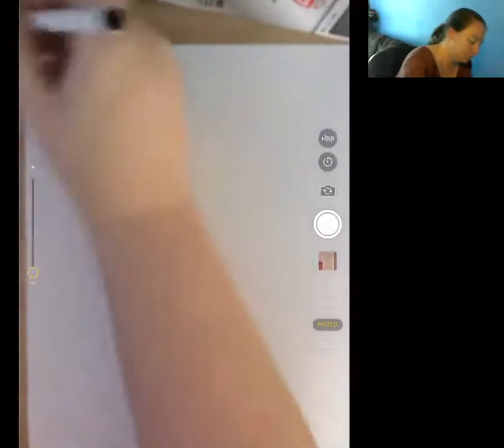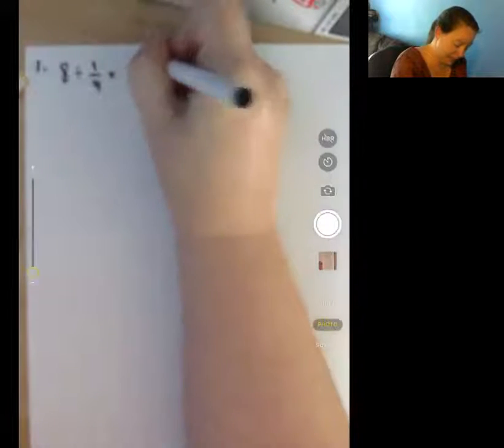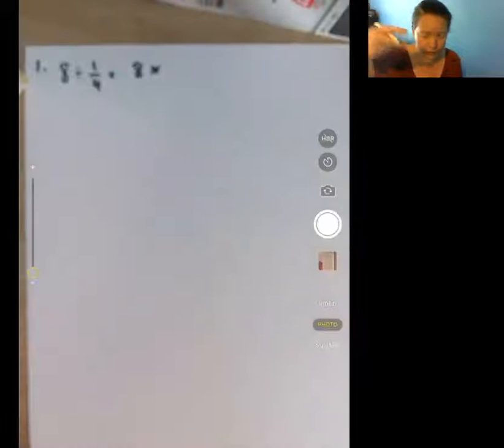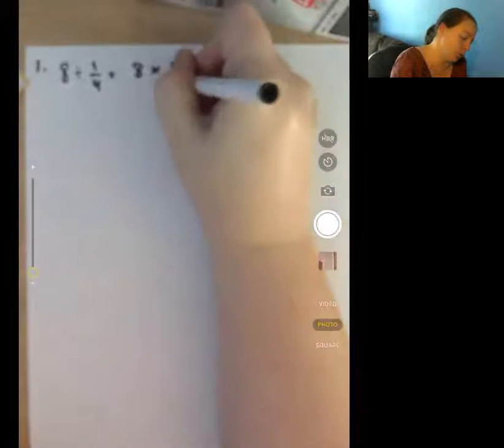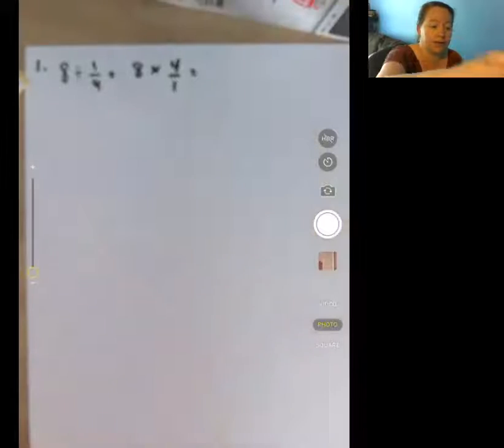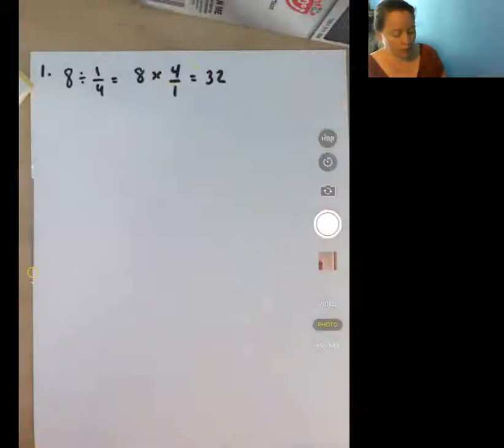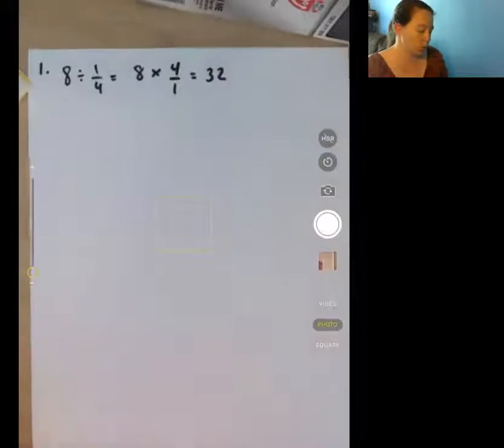So, number one, a builder has an 8-acre plot divided into 1/4 acre home sites. How many quarter-acre home sites are there? So 8 divided by 1/4, the 8 stays the same. The division becomes multiplication and the 1/4 flips. So it ends up becoming 4/1. 8 times 4 is 32. And then the 1 times 1 is 1, so we don't need to worry about it.